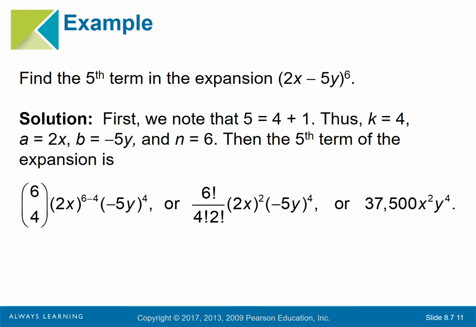An example of this. We're going to find the fifth term in this expansion. The first term is 2x. The next term is minus 5y, so it's 2x plus minus 5y, and I'm raising that to the sixth power. So I go to the appropriate row, the seventh row of Pascal's triangle, and I can work through and get this, and this is the answer that you should get.